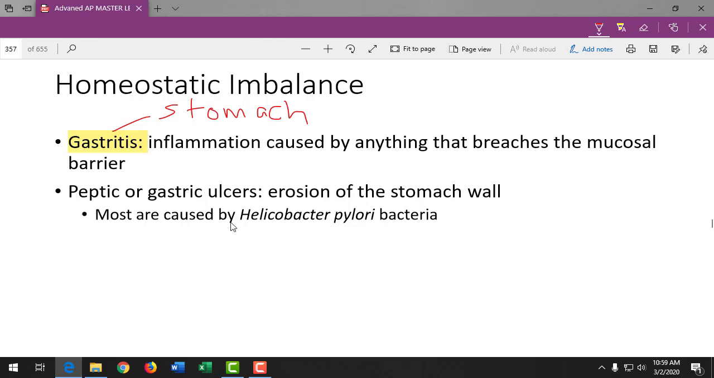And when we look at ulcers of the stomach wall, I think I said this wrong earlier, peptic ulcers are also gastric ulcers, they're the same thing. Most cases of gastric ulcers, stomach ulcers, are caused by this bacteria called Helicobacter pylori. And there's a special test that people can have for that. And that's great because you just give people antibiotics and their stomach ulcers go away. It's a wonderful thing. I was hoping that was the cause of my acid reflux that I had a couple years ago, but it was not. It was just stress.